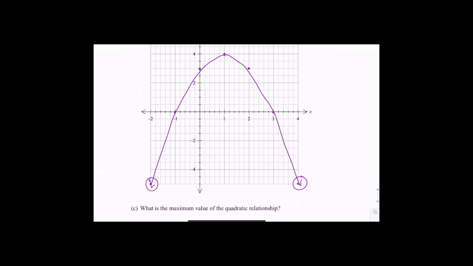So what is the maximum value of the quadratic relationship? Well, this negative sign means that I'm going to have a maximum turning point. So up here is my maximum turning point. And as with the minimum value, it was the y value of that point. It's exactly the same here. So the maximum value of this parabola is 4.